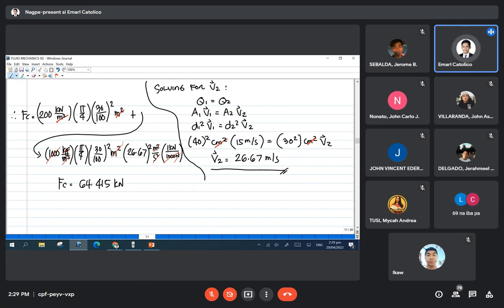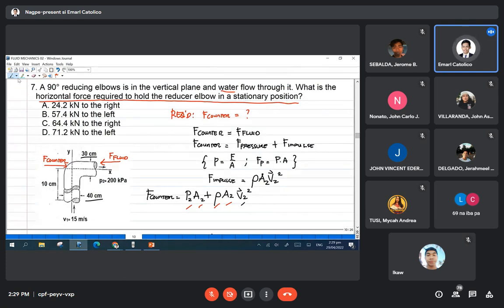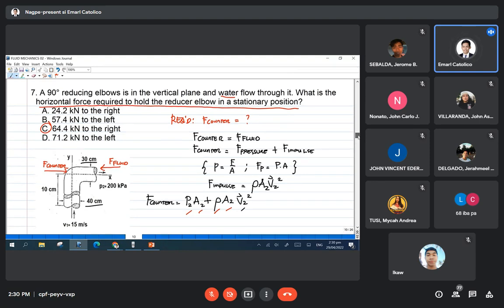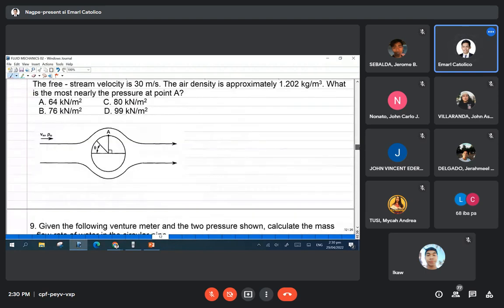Unit natin dito ay kilonewton. Check natin kung nasa choices yung 64. Number 7, 64.4. So letter C. Okay, ganyan mag-solve, no? Kapag mga forces, summation of forces. Number 8 na tayo.